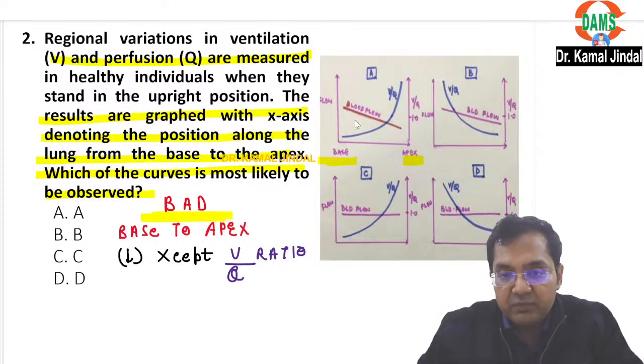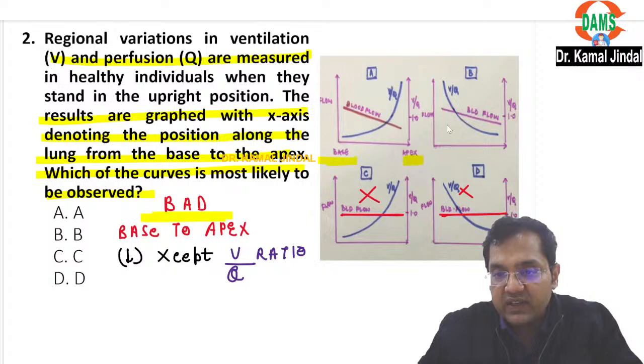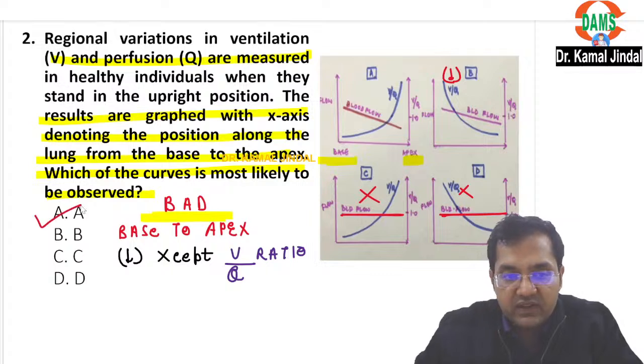Let's look at the first picture, second, third and fourth one by one. Remember, the C and D are wrong because the blood flow is stagnant, constant. That is wrong, although VQ ratio is increasing. In the picture B, the VQ ratio is decreasing, so this is also wrong as I am going from base to apex. So only correct answer is option number A, right?